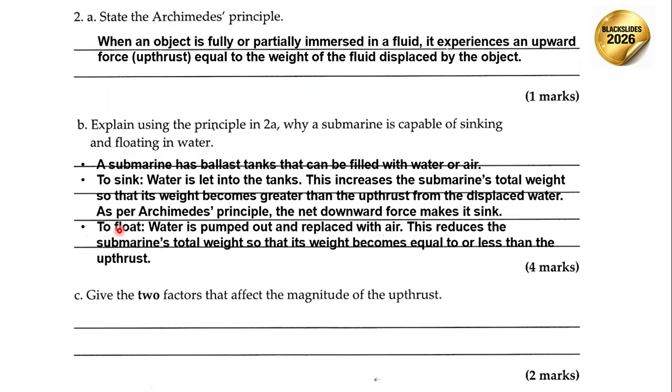In order to float, water is pumped out and replaced with air. This reduces the submarine's total weight so that its weight becomes equal to or less than the upthrust. By the end of the day, this will cause it to float. So the balanced or upward net force makes it rise and float. So 2 issues here, sinking and floating. Total mark, 4 marks.